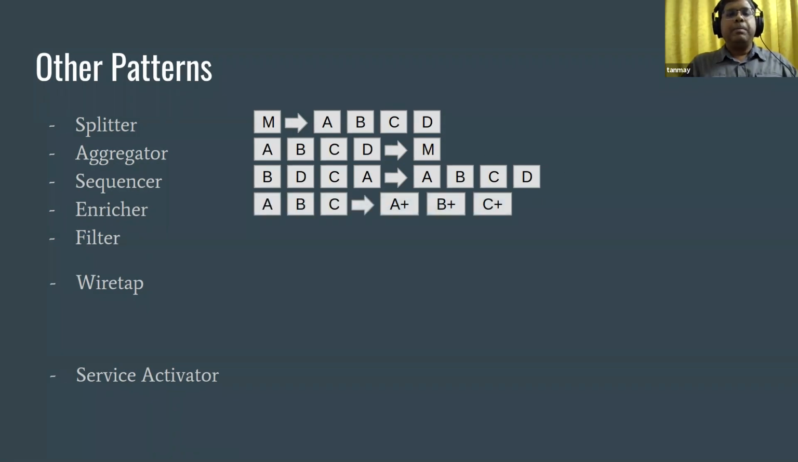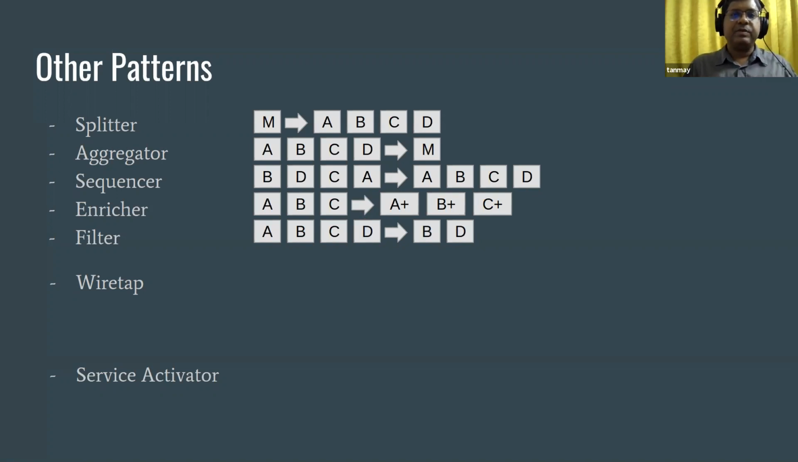Enricher can add more information to the messages as messages pass through it. So for each message that passes through it, the enricher can add more attributes or change the message content depending upon what it is supposed to do. And a filter will let only some messages pass through it depending on their filtering rule.